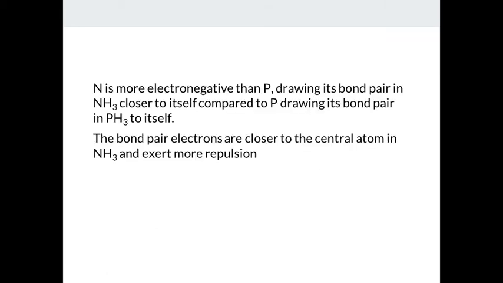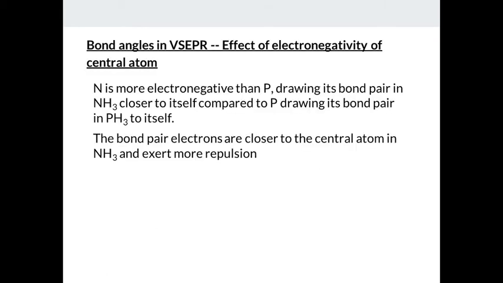We make sense of it as such: N is more electronegative than P, drawing its bond pair in NH3 closer to itself compared to P drawing its bond pair in PH3 to itself. The bond pair electrons are thus closer to the central atom in NH3 and exert more repulsion. Let me show you a drawing so that you can visualize this.